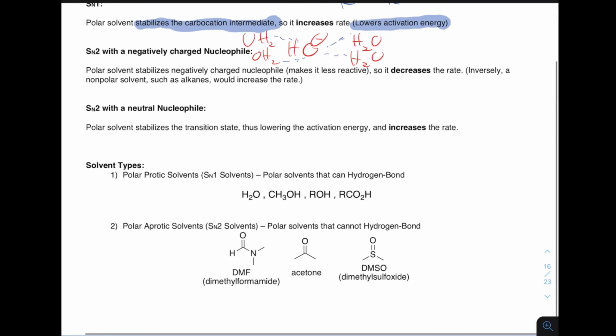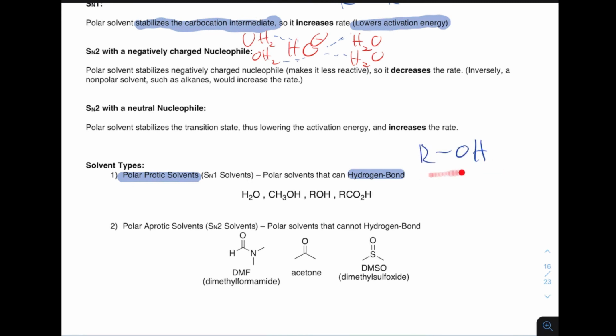So in general, what we see here is when we have an SN1 reaction, the solvents typically used are called polar protic solvents, meaning it is a solvent that can hydrogen bond. We have all these oxygens attached to a hydrogen, which we know is good for hydrogen bonding. So in general, we'll have something looking like this for our solvent.